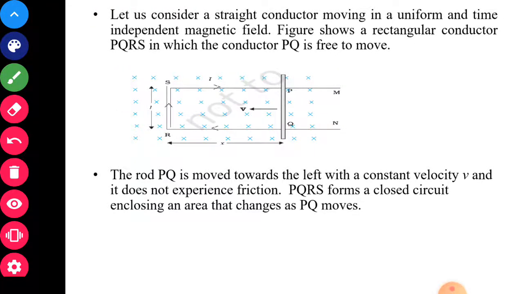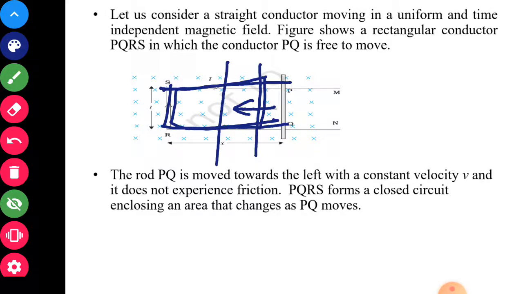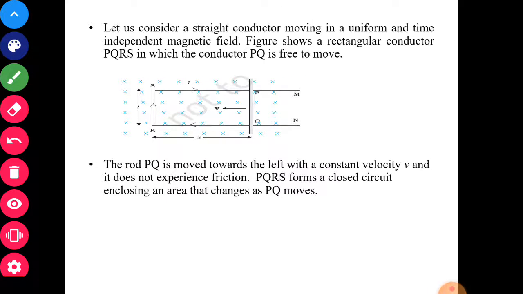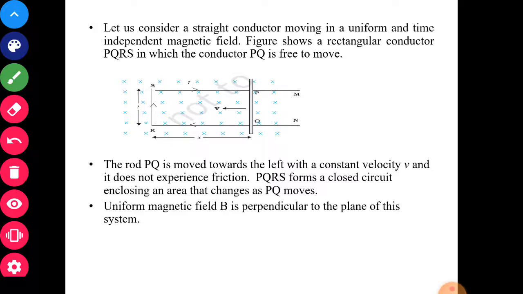Now PQRS is forming a closed circuit, and it is enclosing an area that changes as PQ moves. Try to understand, when PQ goes this side, then the area which was earlier there, when it comes here, the area is this much. When the rod comes here, then the area is this much. So gradually the area is changing when the rod is moving towards the left hand direction. The uniform magnetic field B is perpendicular to the plane of this screen.